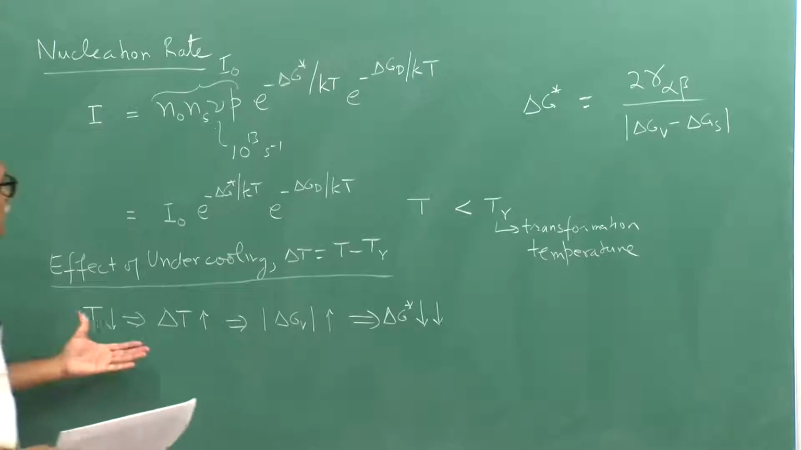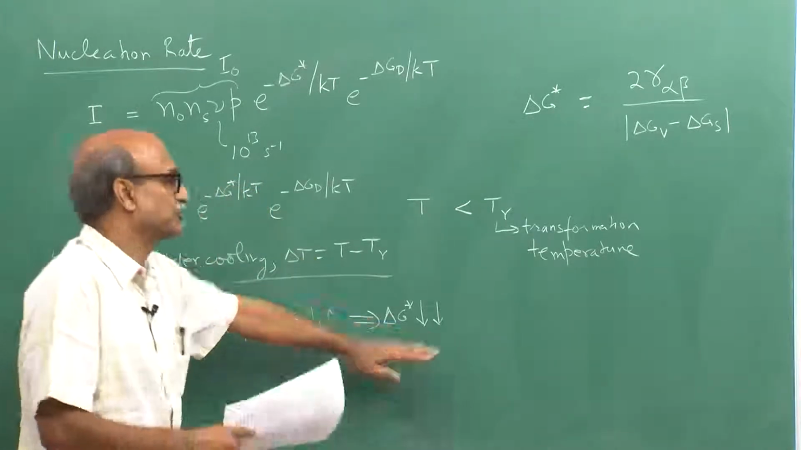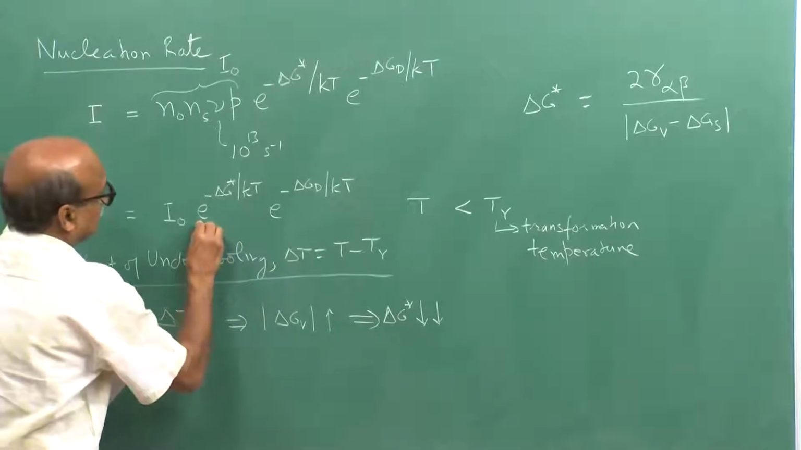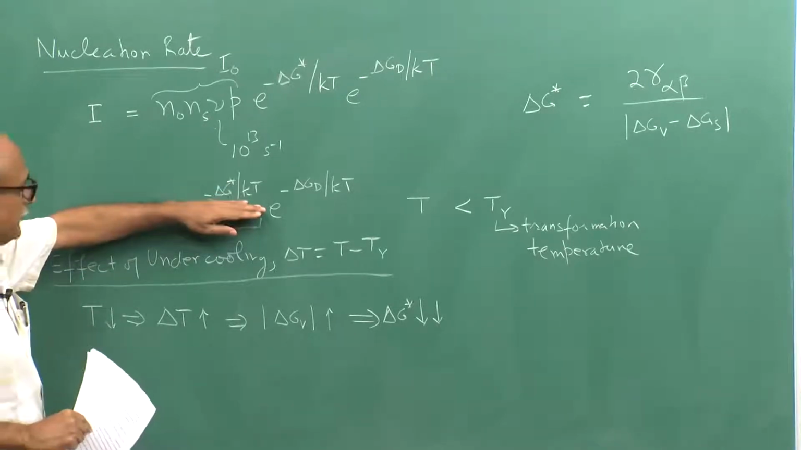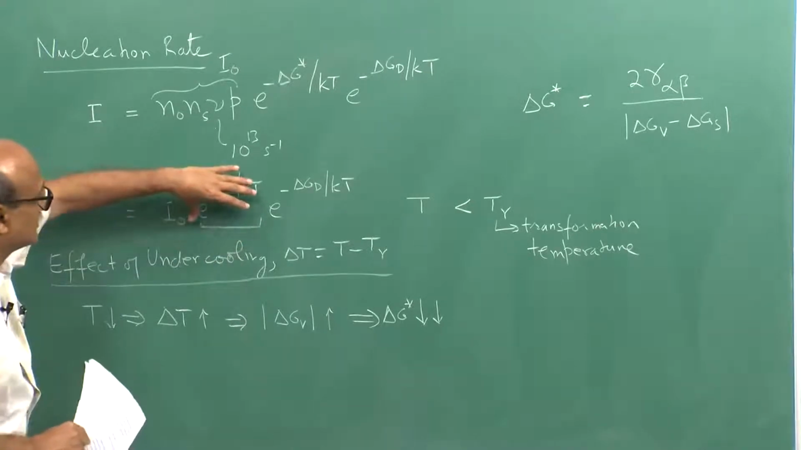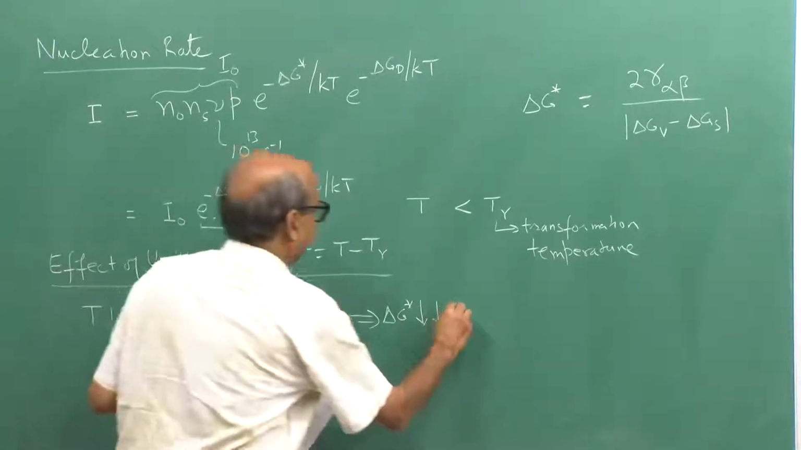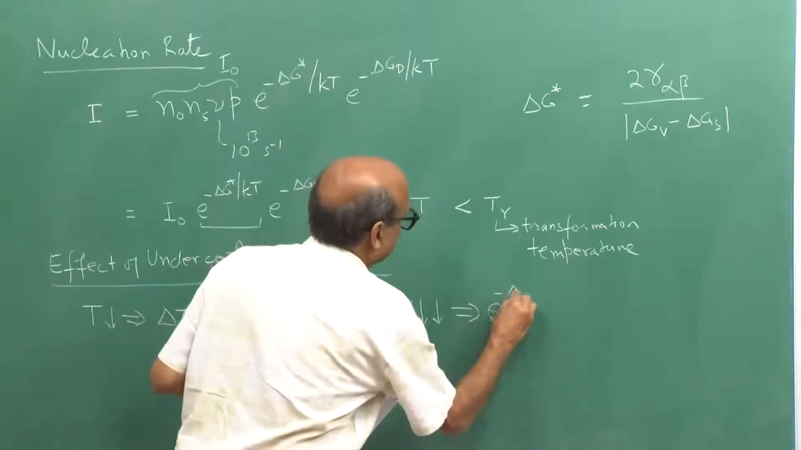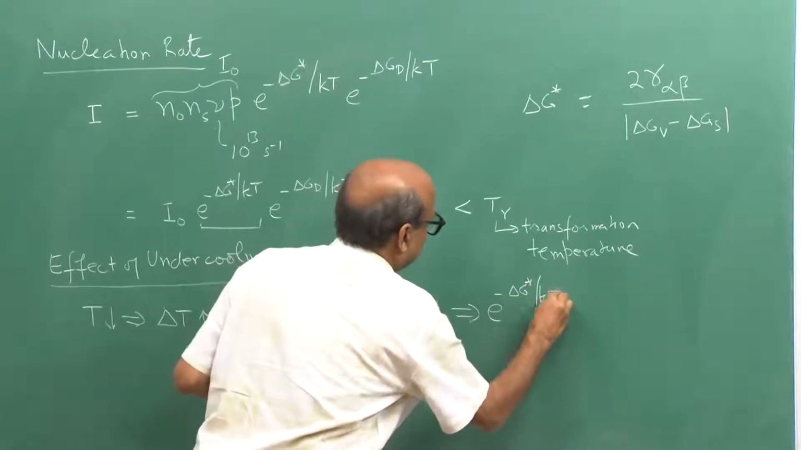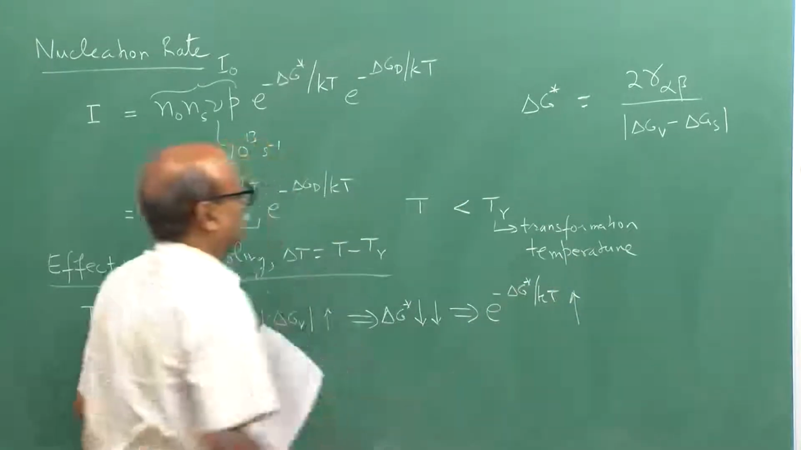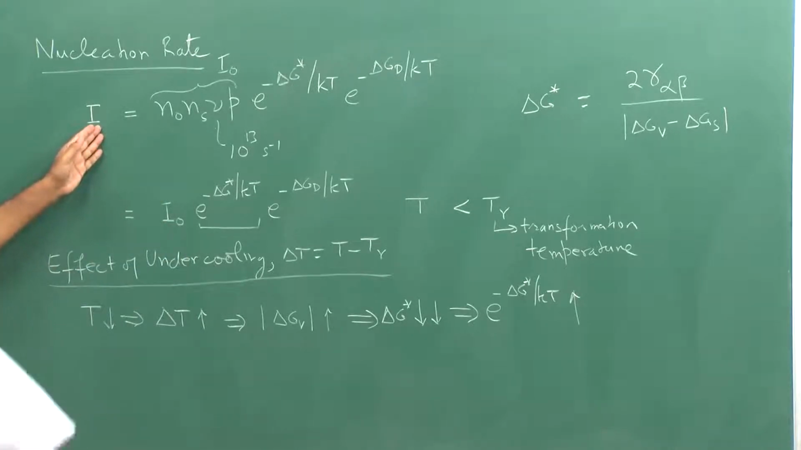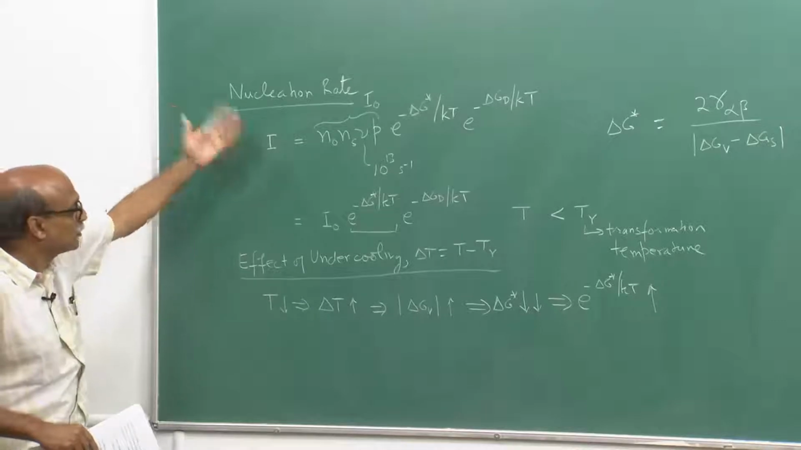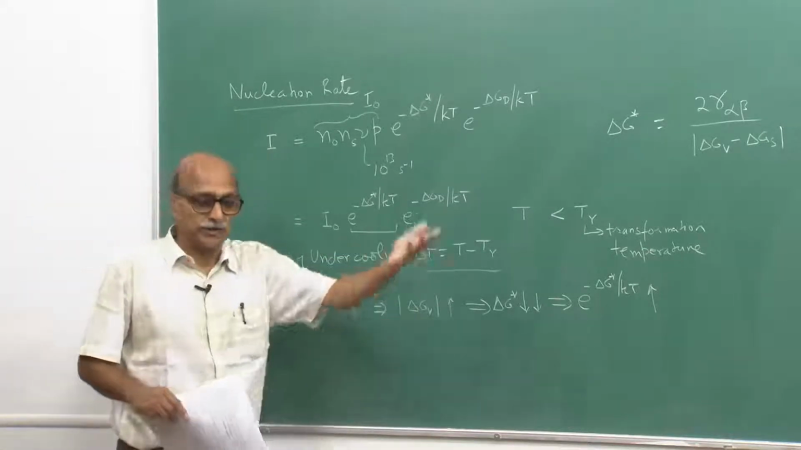Now, what happens if delta G star substantially reduces? Look at this term containing delta G star. This would become less negative. As a result, this exponential term e to power minus delta G star divided by kT would increase, and this would have a positive impact on nucleation. That means one can expect nucleation rate should go up if my undercooling increases.